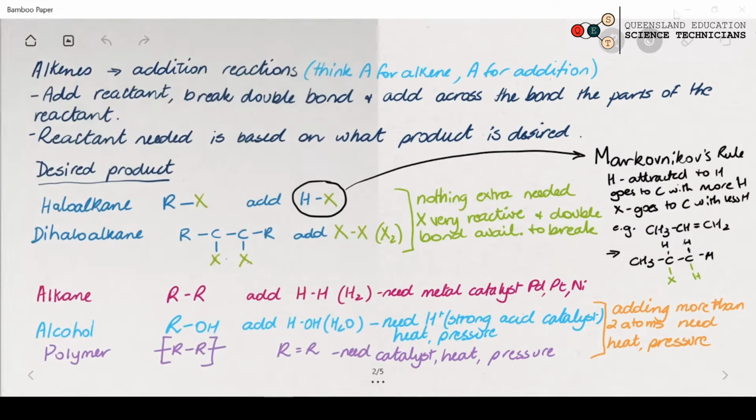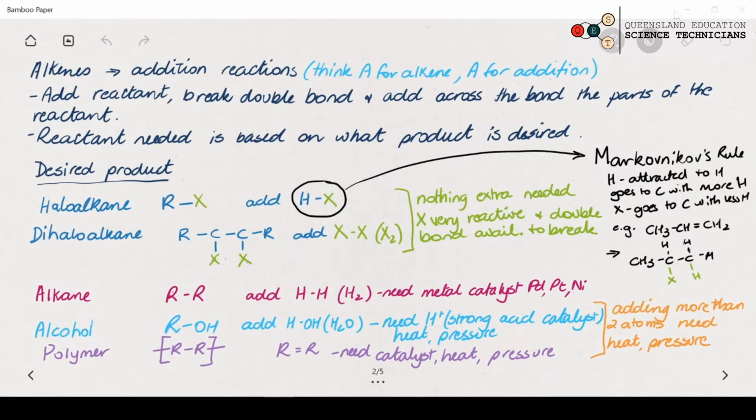So our next group to look at are our alkenes, and they go through addition reactions. So if you're trying to remember the type of reaction, think about A for alkene, A for addition. In this one, we're adding a reactant and we're breaking that double bond, and the reactant will actually then bond with the two carbons on either side of that bond, one part on one and the other on the other. So whatever we want in terms of our desired product is what we're going to need to add to be able to have those things in it.